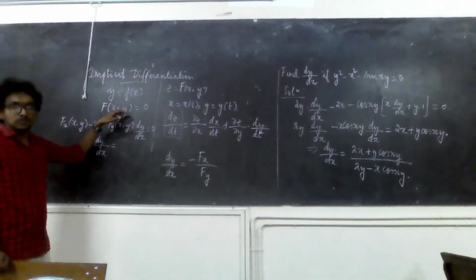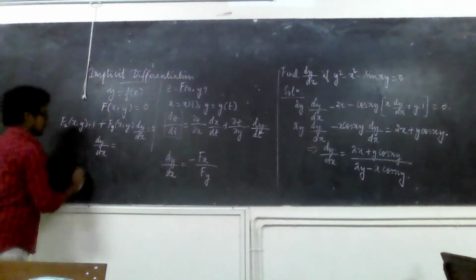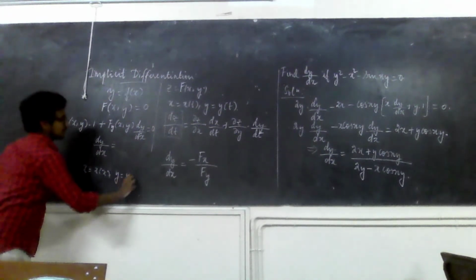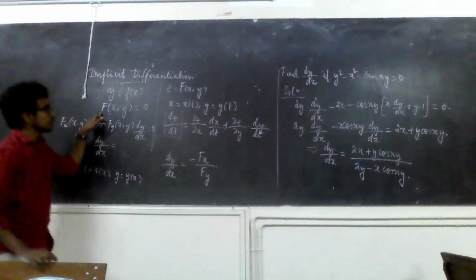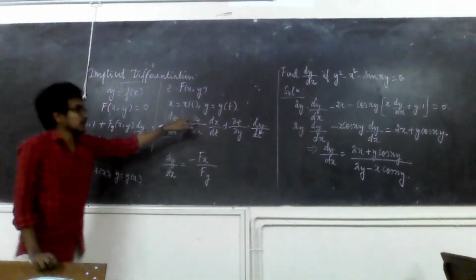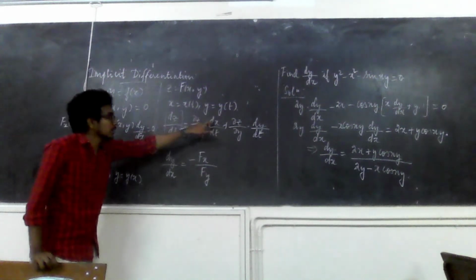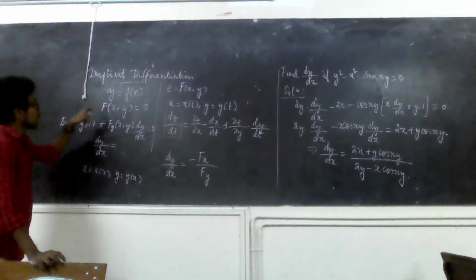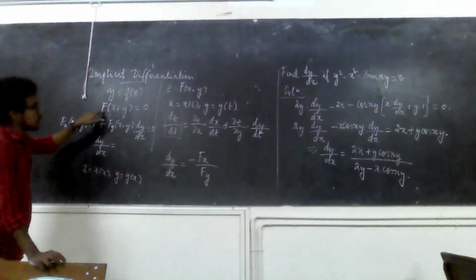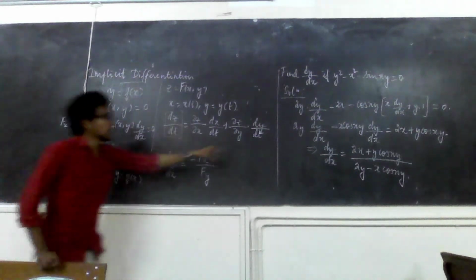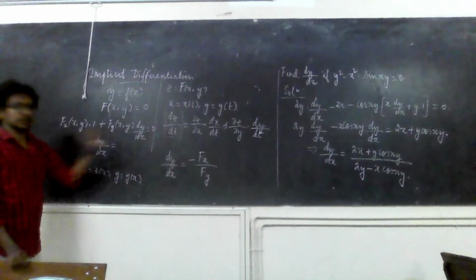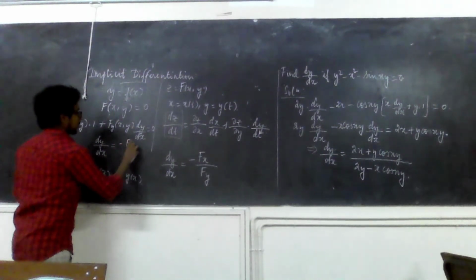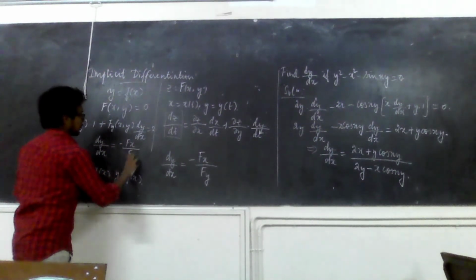This involves two functions: x is a function of x itself, and y is a function of x. Whenever you partially differentiate with respect to x, the derivative of x with respect to x is going to be 1, and then the partial derivative with respect to y times the derivative of y with respect to x. That gives you this. So from this, you get minus fx upon fy.